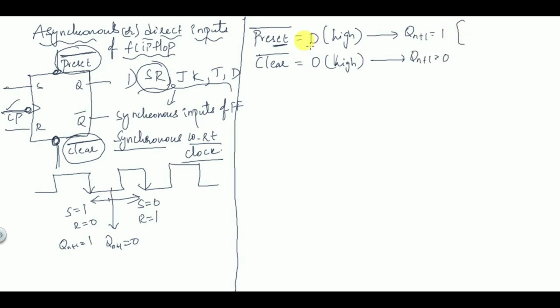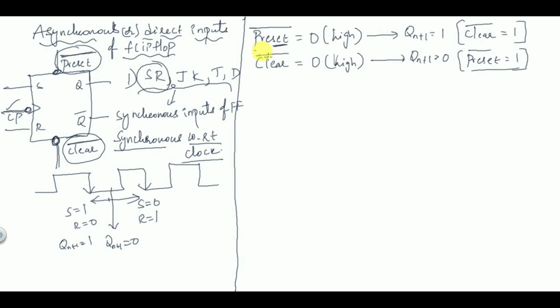So when you are given with preset is equal to 0, in this condition clear bar should be given with 1. If you are using clear bar is equal to 0, in this condition preset must be given with 1, so that they will be in active low, so they will not be activated. Okay, so this is the advantage of preset and clear.